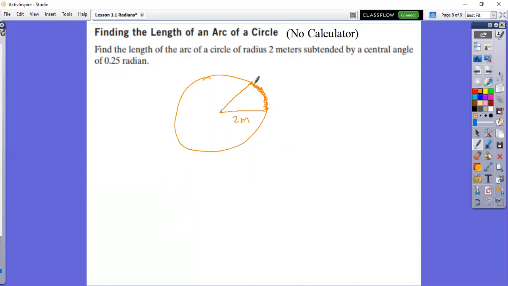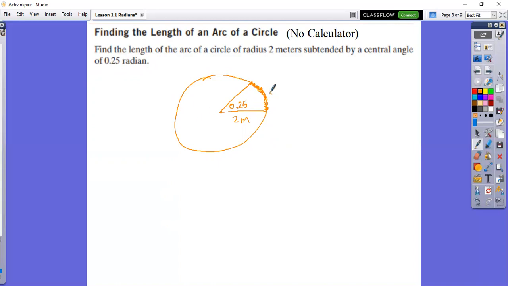that is subtended by this angle with a measure of 0.25 radians. So here's where the definition of radians really helps us. Remember, 1 radian in angle measurement is equal to 1 radius, correct? Which means an arc that is covered by 1 radian is equal to 1 radius, which means that an arc covered by 0.25 radians should be 0.25 radii, 0.25 times the radius.